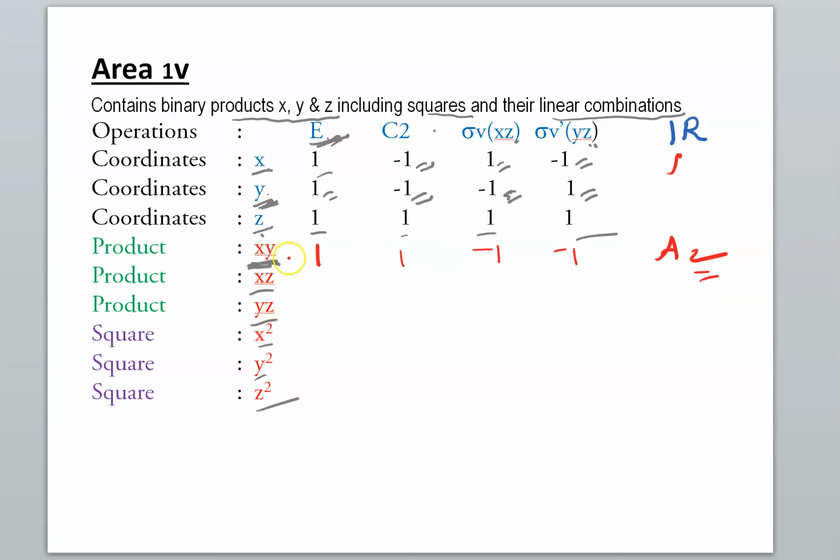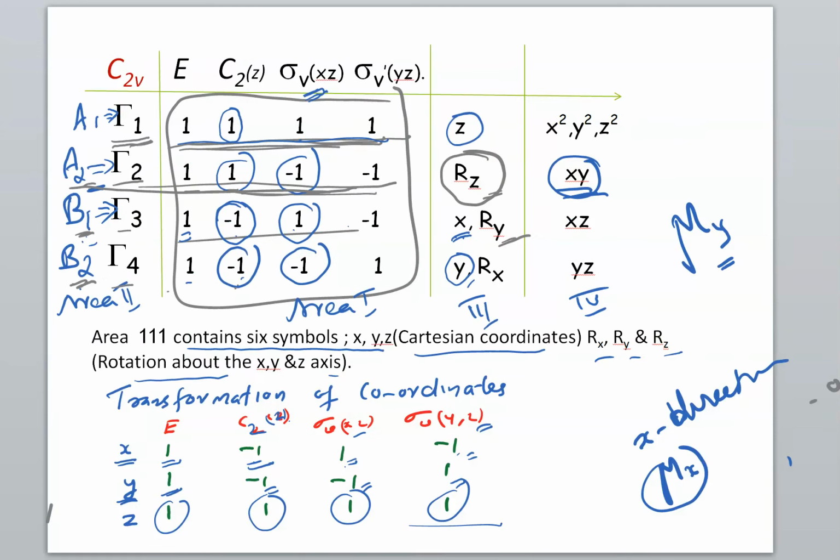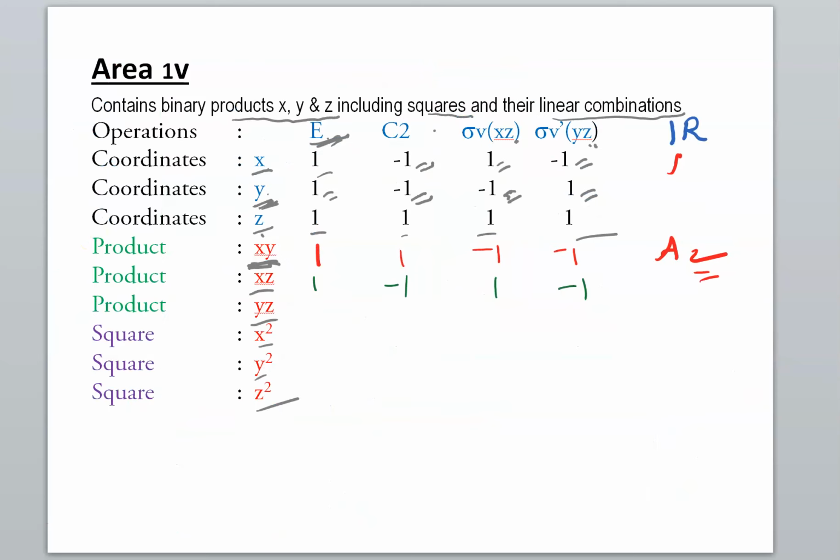Next, we are considering xz, x into z. That is 1 into 1, 1. Minus 1 into 1, minus 1. 1 into 1, 1. Minus 1 into 1, minus 1. So 1, minus 1, 1, minus 1. We can look here: 1, minus 1, 1, minus 1. Therefore, yes, xz is here. It transforms as B1. So the IR is B1.